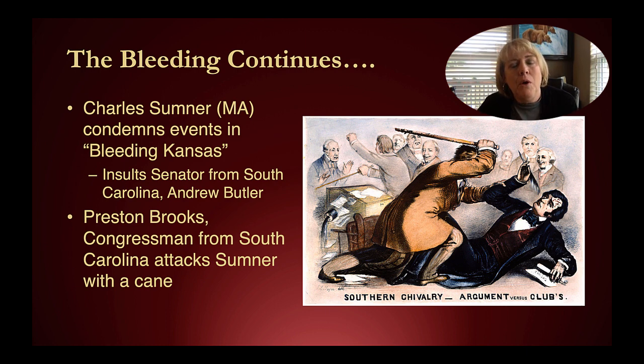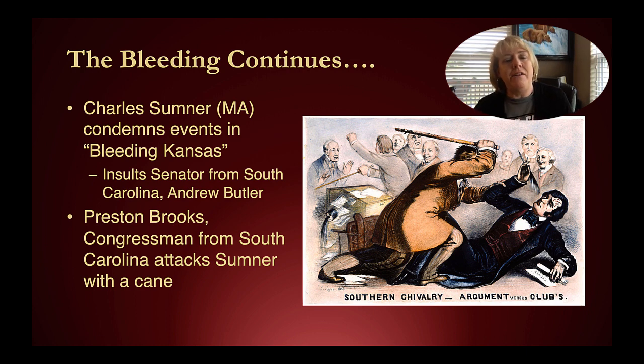Charles Sumner was a senator from Massachusetts, and he is going to start condemning the events that are happening in Kansas. In this speech, he is going to call out and insult a senator from South Carolina, Andrew Butler. Well, the one thing you don't do in the South is insult someone's family, especially when that guy is not even there to defend himself.